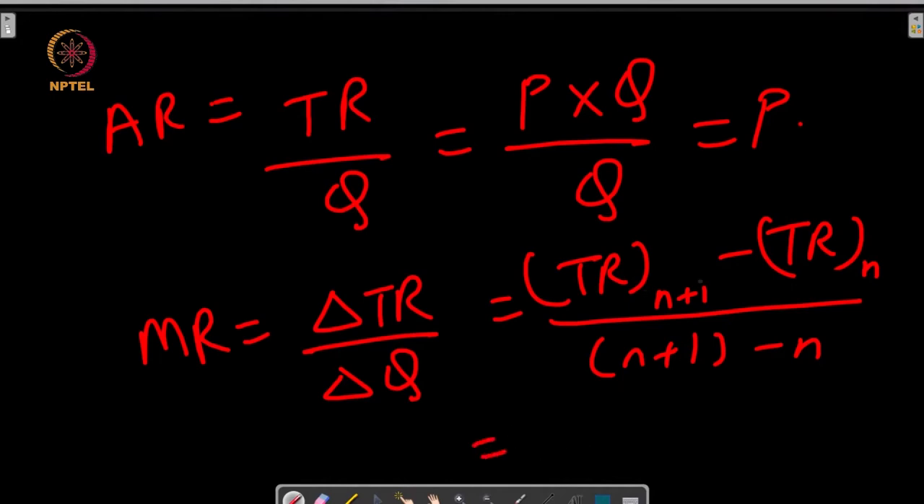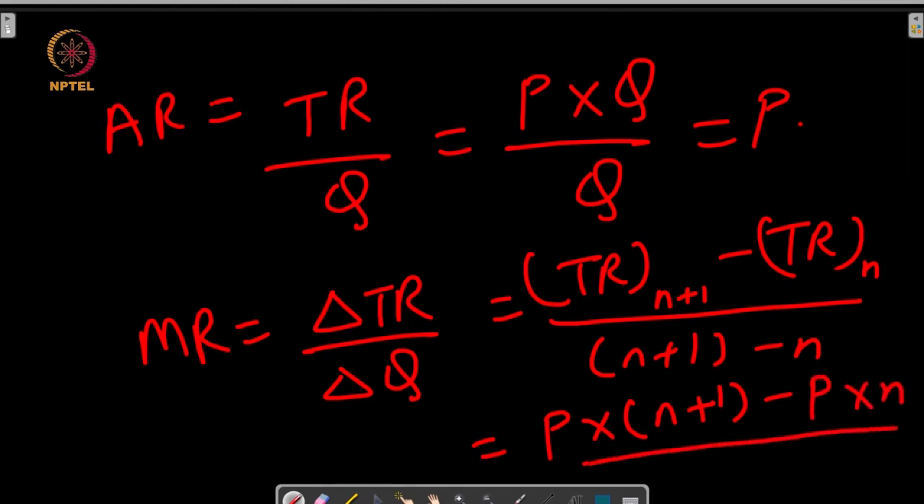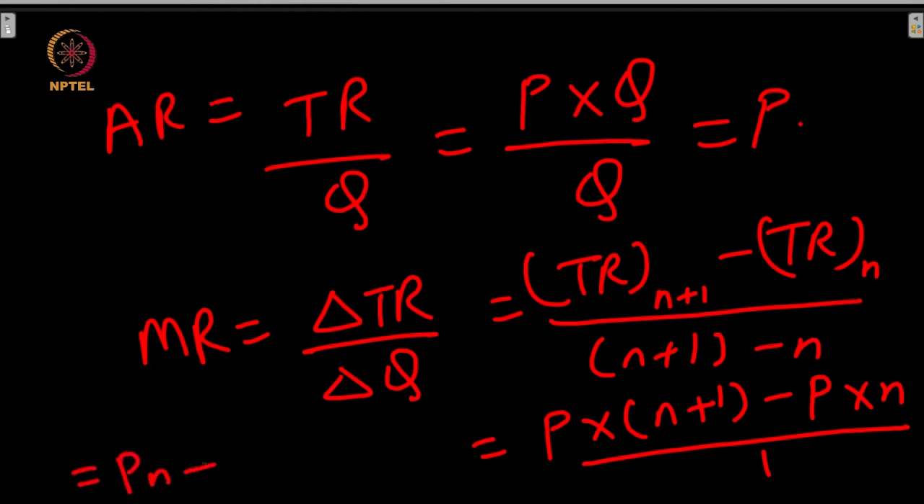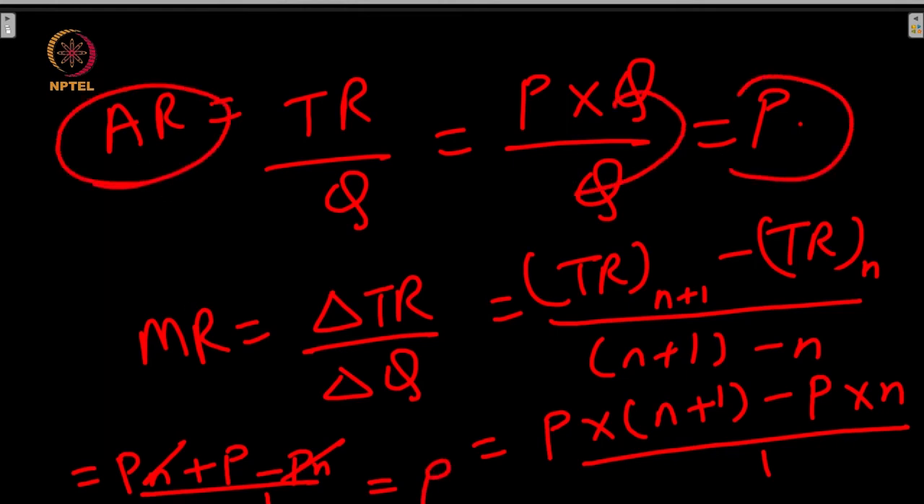Now in this case, total revenue for selling n plus one items will be P into the quantity, which is here n plus one, minus TR for n items, which is P into n, divided by n plus 1 minus n, which is 1. This now becomes Pn plus P minus Pn divided by 1. Now Pn and Pn get cancelled, and it is equal to P. So what we are finding is that AR is equal to P and MR is also equal to P.